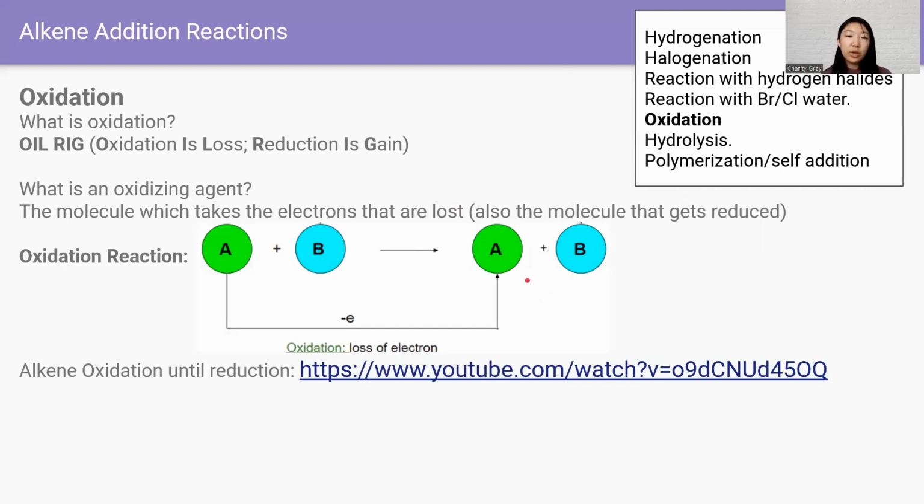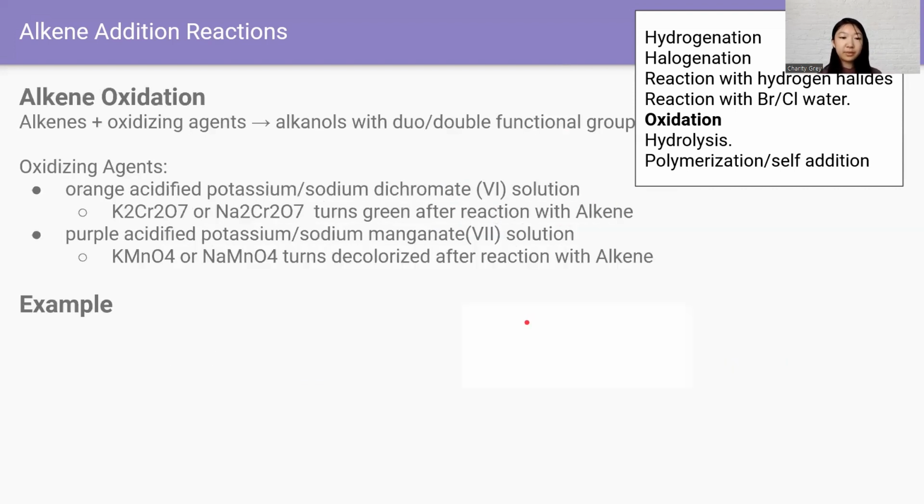Unpausing the video right now. Welcome back from the video. I hope you learned about alkene oxidation. So we're going to talk about the alkene oxidation. Here we have an alkene plus an oxidizing agent, and it becomes an alkene diol with a dual or double functional group.